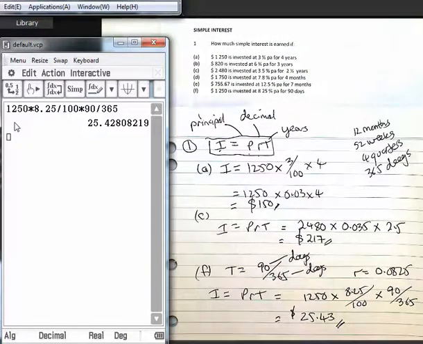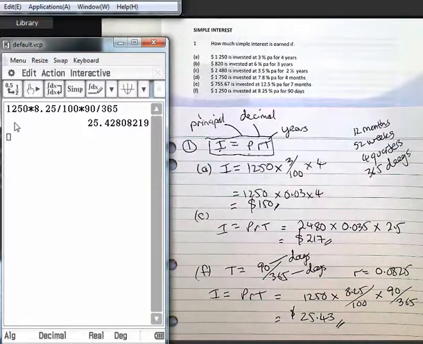Now, simple interest is the way in which interest is charged on loans and the way in which interest is charged on things like credit cards. We notice the 90 days for a credit card every month, 30, 31 days depending on the month, or 28 in the case of February.